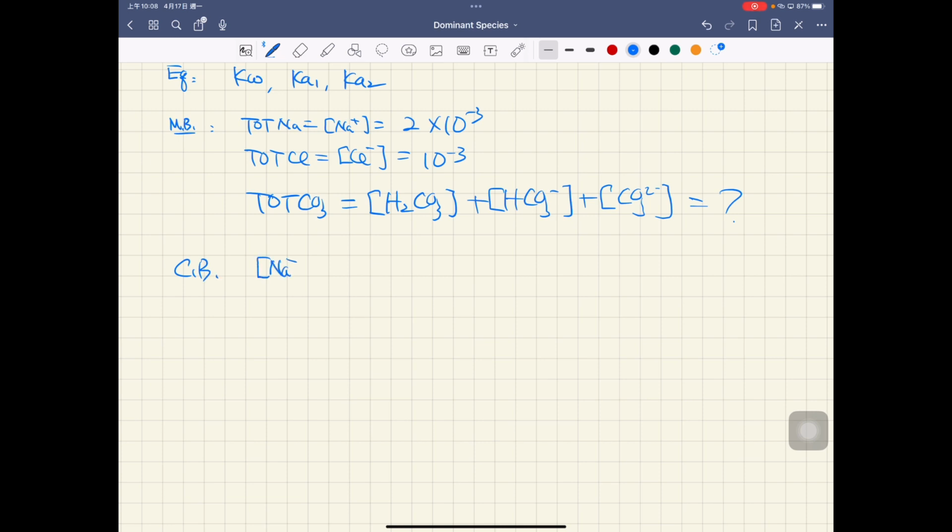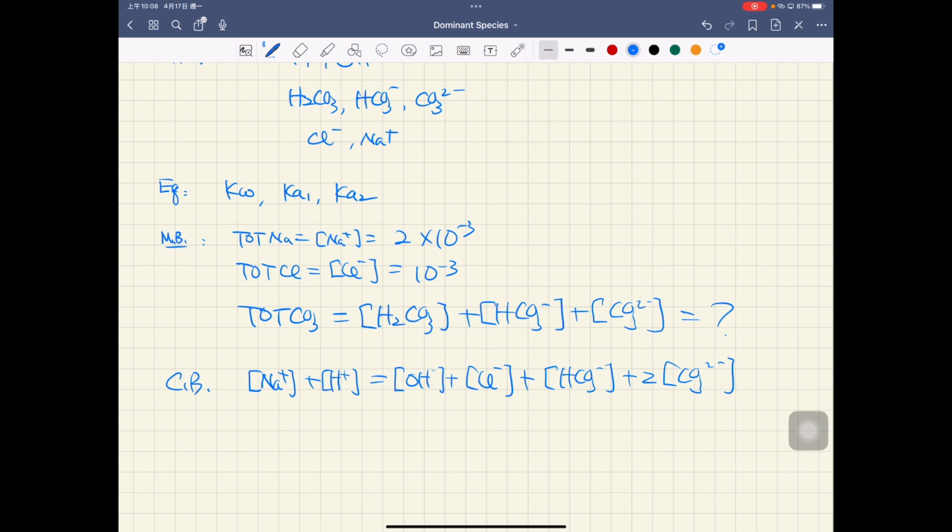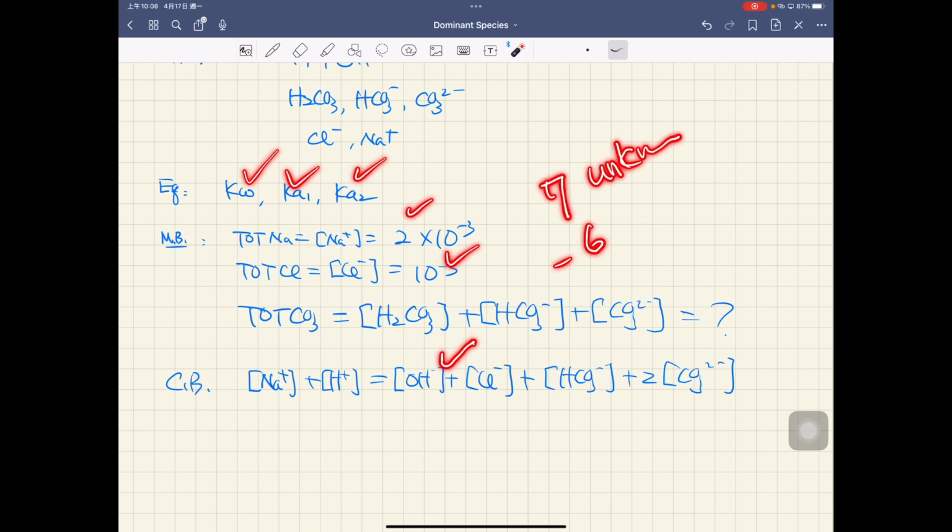Charge balance: we have sodium plus H plus equal to OH minus plus chloride. So it means that I have 7 unknowns, but I only have 1, 2, 3, 4, 5, 6 equations. So 7 unknowns, but only 6 equations. I need one more equation to find the result, and that is the Henry's constant coming in.